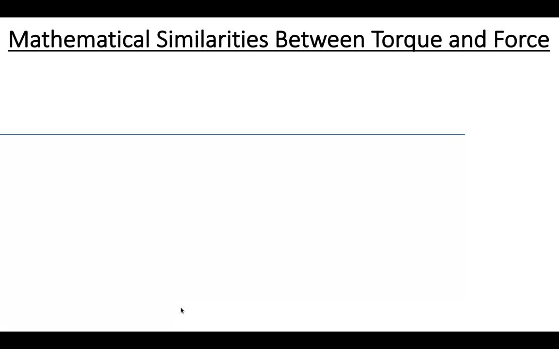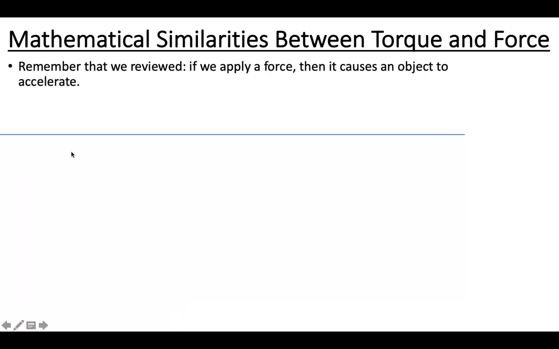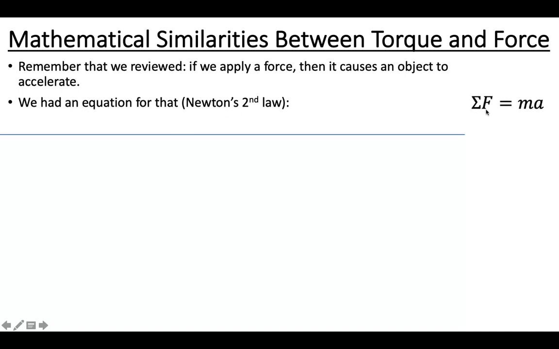But there's also another way that this time is not a direct relationship. It's just something that's really, really similar and helps to understand how torque works. So let's review just a second here. If we apply a force, it causes the object to accelerate, right? And we had an equation for that. It was Newton's second law, right? F equals ma, or sum of forces equals ma. So remember that sigma is just the sum of forces, or the total force. So this is the total force equals ma. Just wanted to remind you that this F is the total.